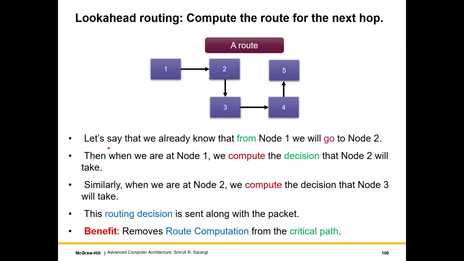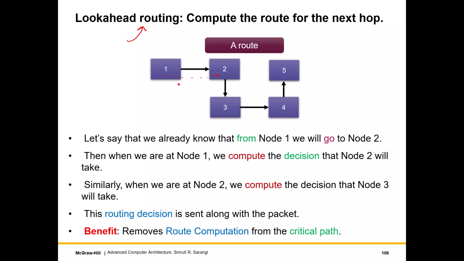So let us look at one of the most common optimization techniques called Lookahead routing, where essentially you compute the route for the next hop. So let us say that this is the route that a path will take, 1, 2, 3, 4, 5 nodes. So what I do is that initially I see where am I supposed to go. So node 1 will tell you that I am supposed to go to node 2.